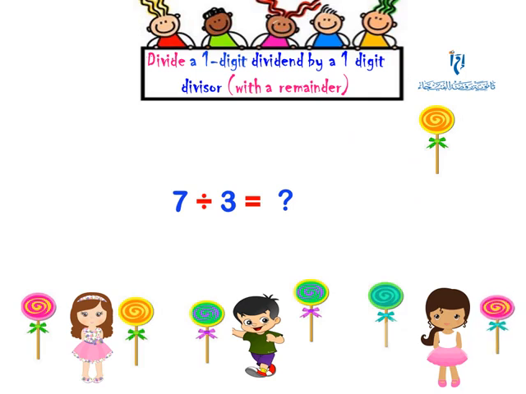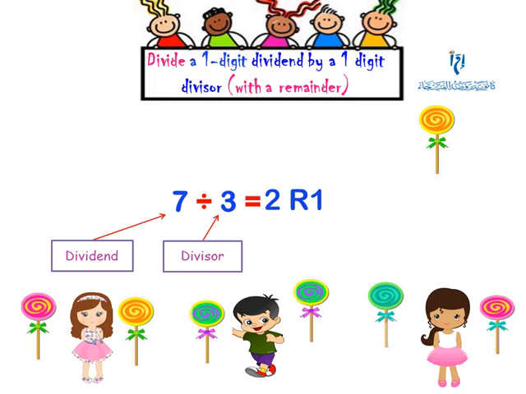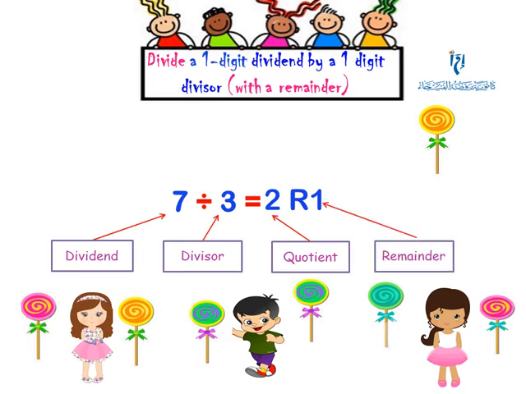You can see that every kid gets 2 lollipops and 1 lollipop remaining. This remaining number is called the remainder in a division problem. So now the first number, which is 7, is called the dividend. The second is the divisor. The answer to our division problem is called the quotient, and the leftover is the remainder. So 7 divided by 3 is equal to 2 with a remainder of 1.